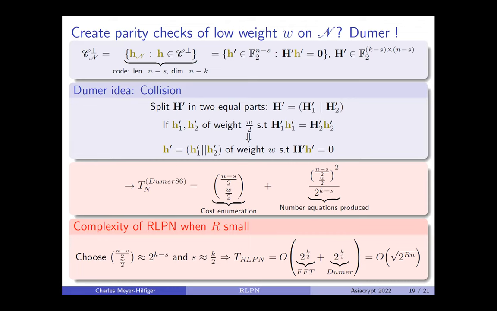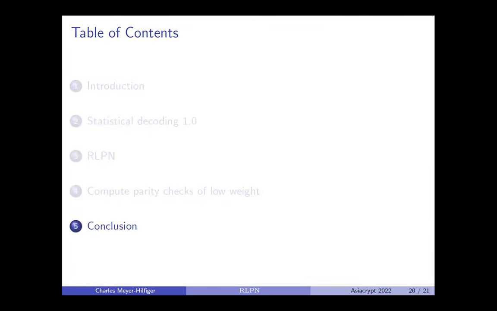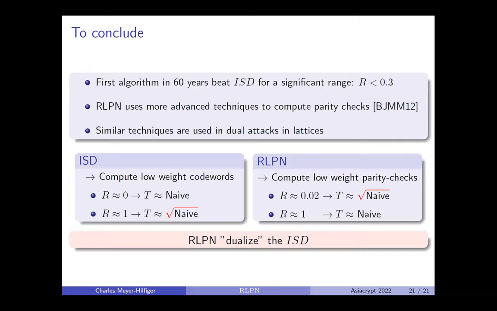And if you look at the complexity of RLPN with those parameters, you see that it will be in the square root of 2 to the power of Rn. So this gives you an intuition on why our algorithm is in the square root of the naive search when R is small, because you can just take these parameters. And now, to conclude, it is the first time in 60 years that ISDs are beaten.